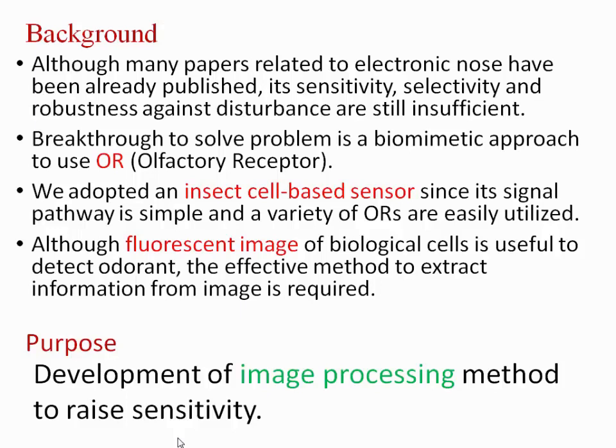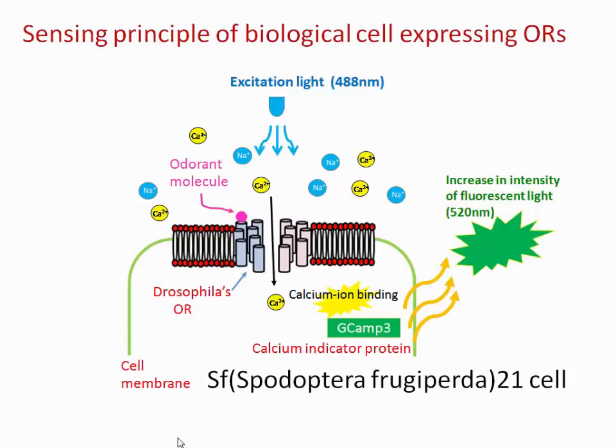Although fluorescence image of biological cells is useful to detect odorant, an effective method to extract information from the image is required. So the purpose of this study is the development of an image processing method to raise sensitivity when we use bioelectronic noise. And this is the sensing principle of a biological cell expressing olfactory receptors.